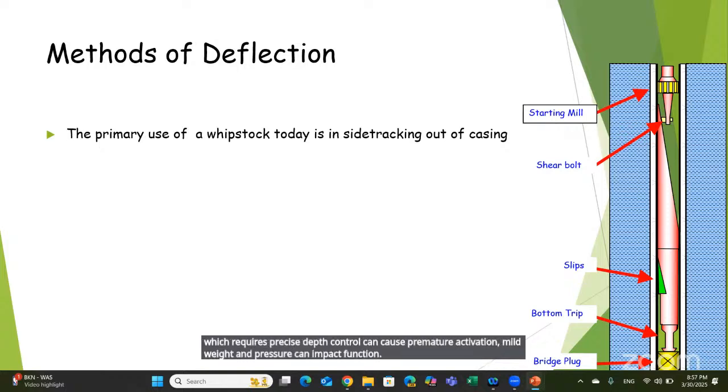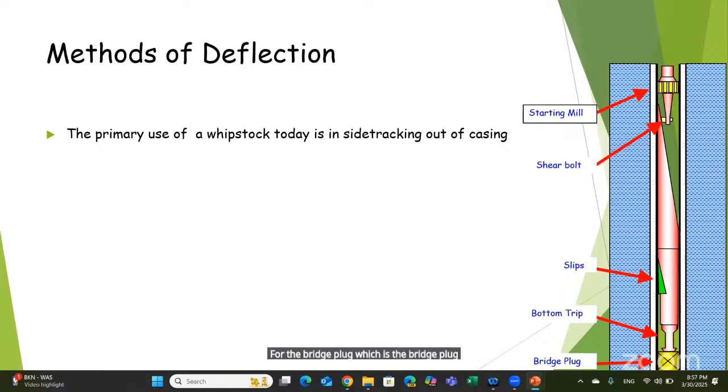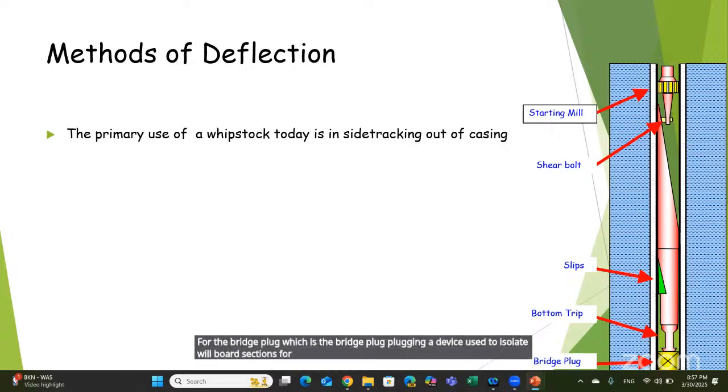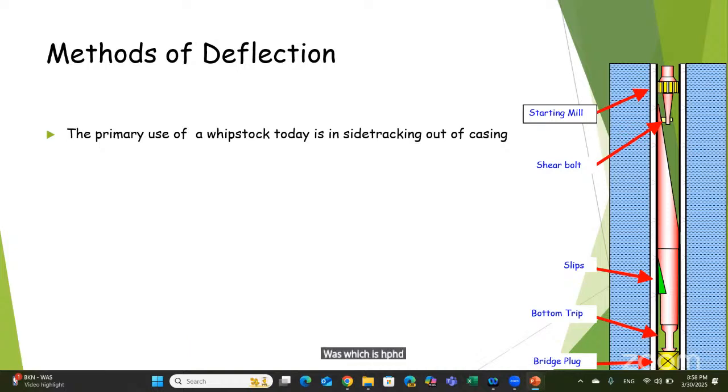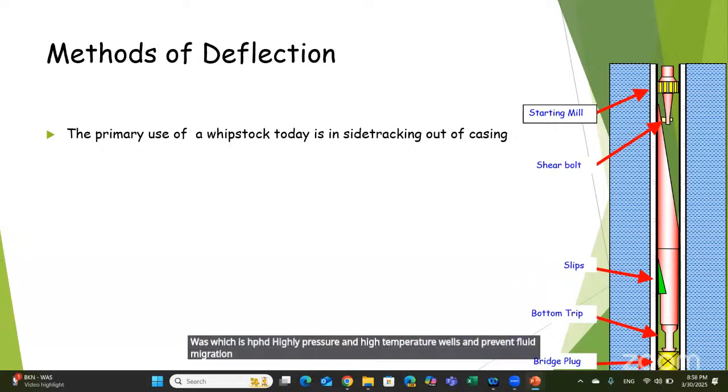The bridge plug is a plugging device used to isolate wellbore sections for testing, stimulation, or abandonment. The advantages are that it can be run in various well conditions, is suitable for HPHT wells, meaning high pressure and high temperature wells, and prevents fluid migration. The disadvantages are that permanent plugs cannot be removed, there is a risk of setting failure, and improper deployment can cause operational issues.